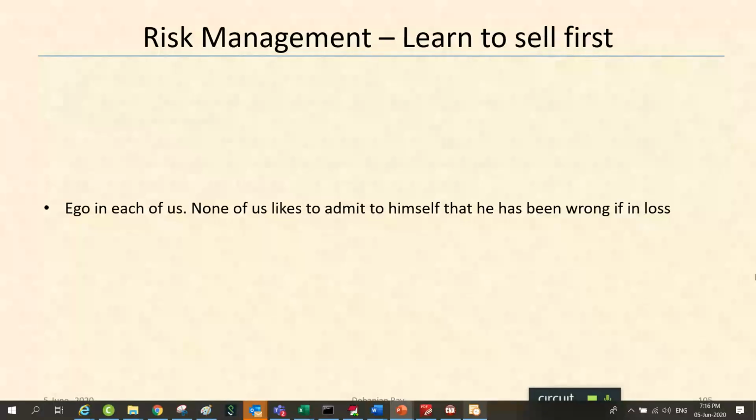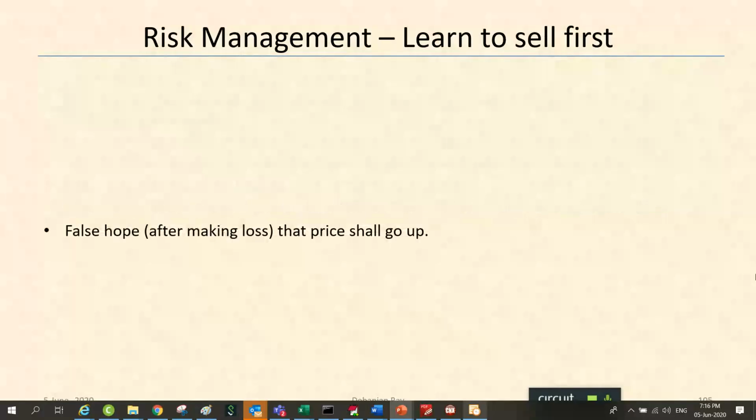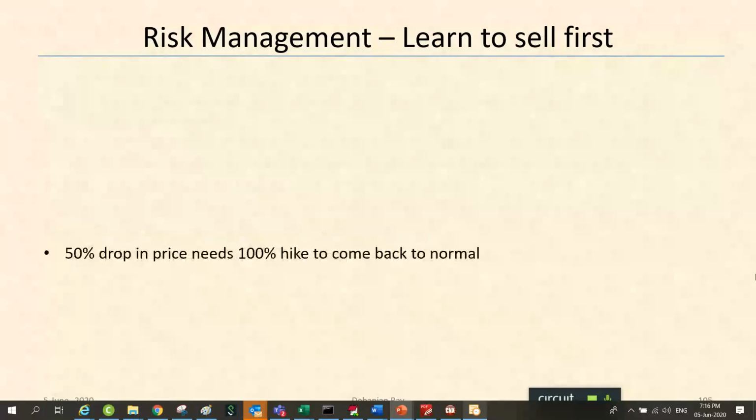So the ego within you typically prevents you from selling the stock, because you have to acknowledge that you have taken a wrong decision. Sometimes you are having a false hope. You will think that, okay, now the price has fallen from 100 rupees to 97 rupees, it can again come up to 100 rupees. In fact, it can go beyond 100 rupees. Yes, but sometimes this false hope is not correct.